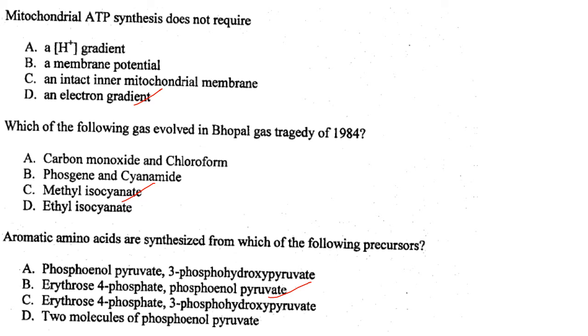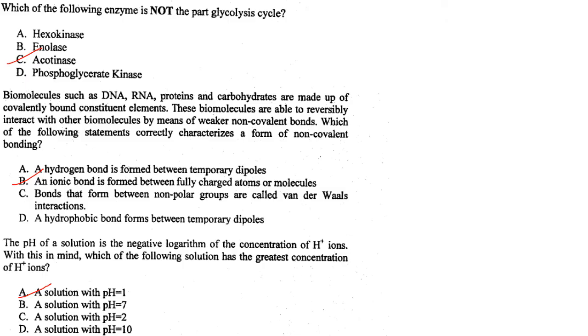Which of the following gas evolved in Bhopal gas tragedy of 1984? It was methyl isocyanate. So answer is option C. Next one. Aromatic amino acids are synthesized from which of the following precursors? So they are synthesized from erythrose 4-phosphate and phosphoenol pyruvate. Answer is option B.